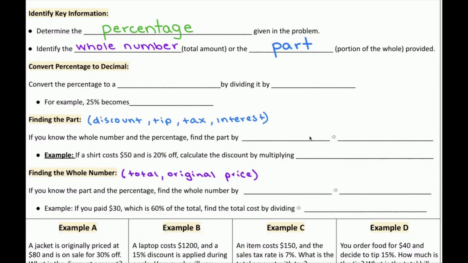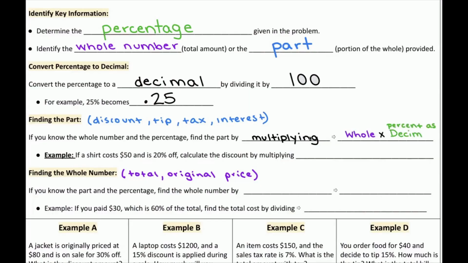So let's go back up where it says convert percentage to a decimal. To convert a percent to a decimal, we simply divide the percent by 100. So 25% becomes 0.25. All right, so if we're finding the part, if we're finding the discount, the tip, tax, interest, what we'll do is we'll take our whole number and we'll multiply it times our percent as a decimal.